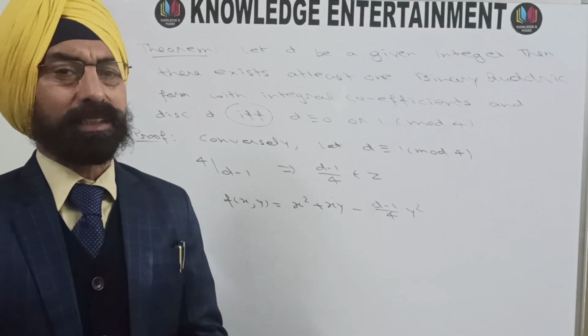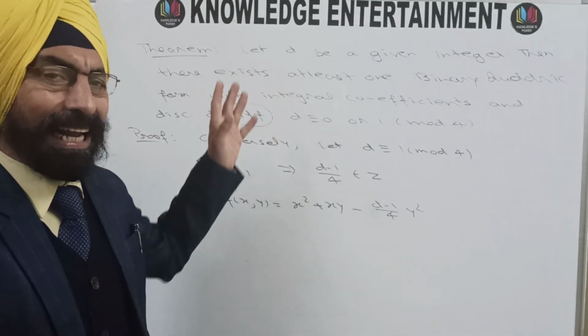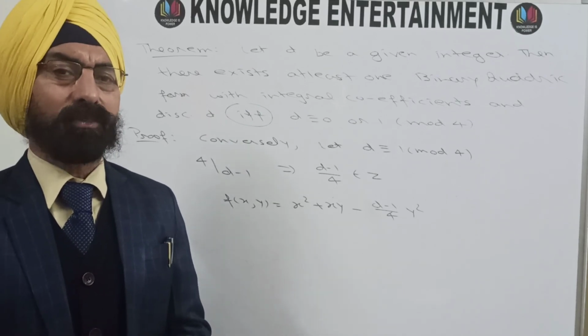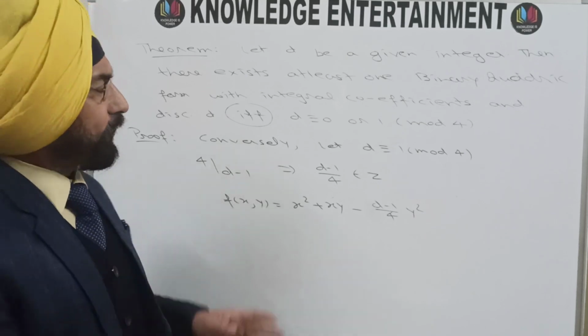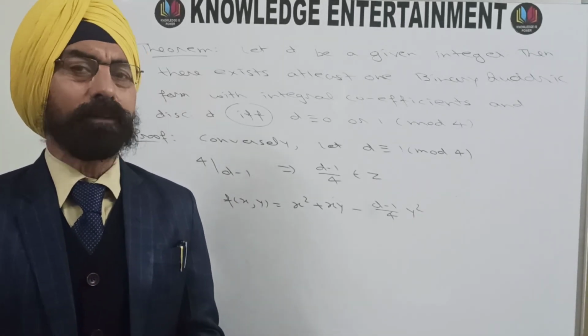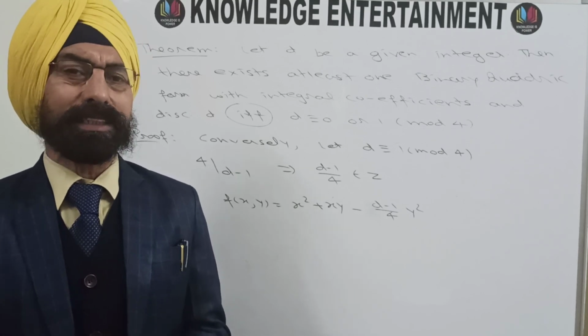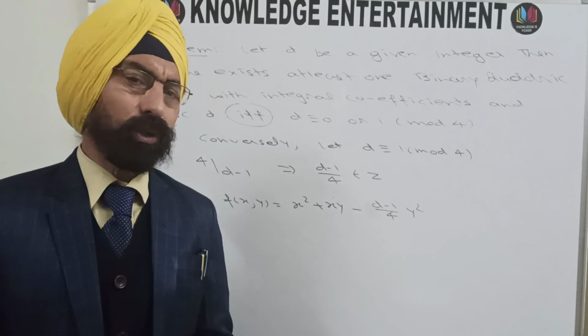So in either case, whether D is congruent to 0 mod 4 or D is congruent to 1 mod 4, we have at least one binary quadratic form with discriminant equal to D. So with this proof of this theorem, I am going to end this video here. In the next video, we will have more and more theorems, results, and questions based on binary quadratic forms. Till then, thank you once again.